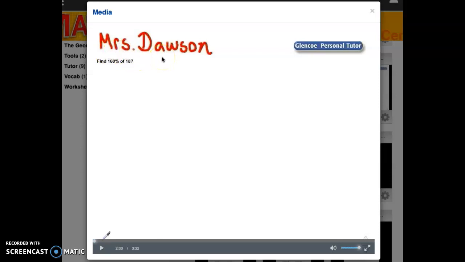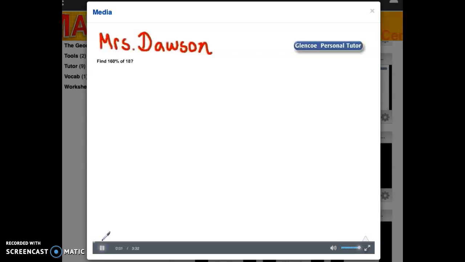And now Mrs. Dawson is going to walk us through how to solve this problem by either turning this percent into a fraction or turning it into a decimal. So she's going to walk us through both ways, and I'm going to pause throughout just to clarify some things. So let's go ahead and start.